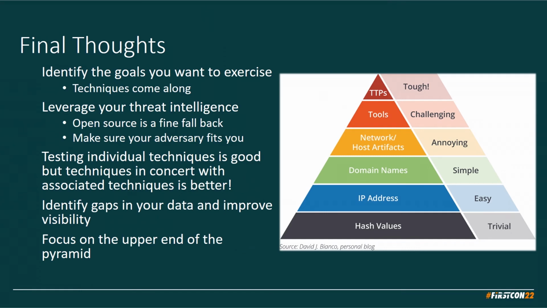Last thoughts. Focus on the goals. The techniques will come along, whether they're ATT&CK, VERIS, whatever. Leverage your threat intelligence. If you don't have threat intelligence, open source is better than nothing, but make sure the adversary fits you and your organization. Individual techniques are great, but if you can put sequences of them together, hey, first this happens, then this happens, then this happens, that up-levels that blue team to understand those pieces fitting together. And then, most importantly, identify those gaps in the data. If you're doing something and you go, wait a second, I see this, and I'm missing this, you need to improve your logging to create that visibility so I can hunt, so I can detect.